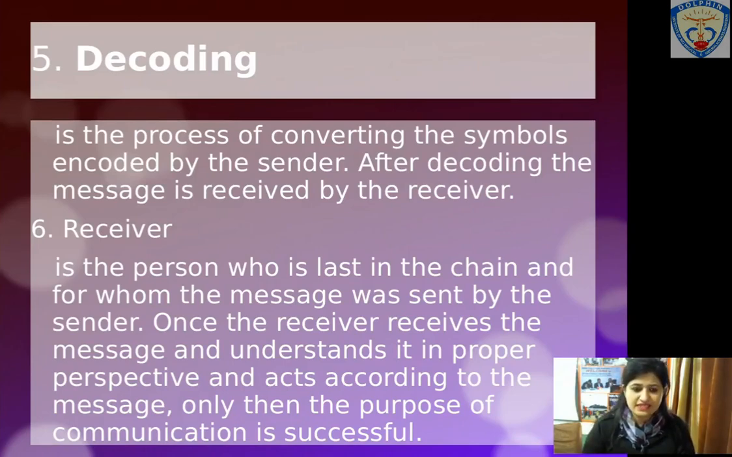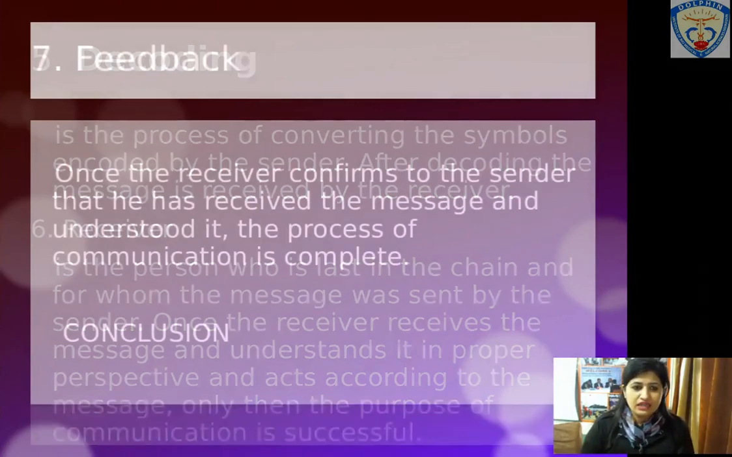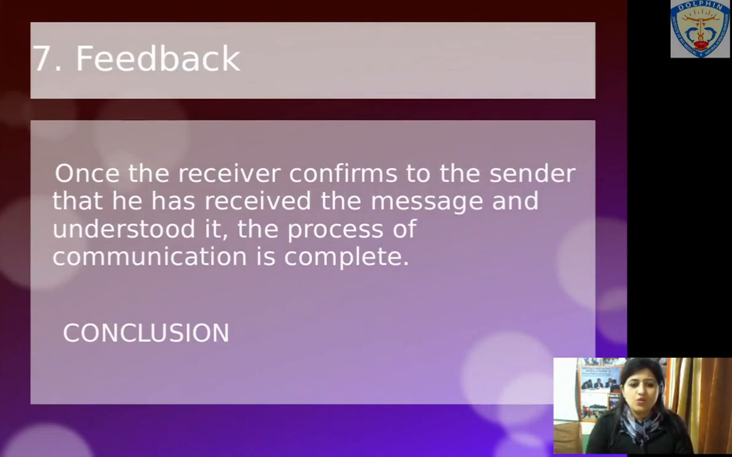Now, next is receiver. The receiver is the person who is last in the chain and for whom the message was sent by the sender. He is the person who receives the messages from the sender. For example, your teacher is your sender and your student is your receiver. Now, last is feedback. Once the receiver confirms to the sender that he has received the message and understood it, the process of communication is complete. It means when the receiver responds, then we can understand whether our message was understood or not.